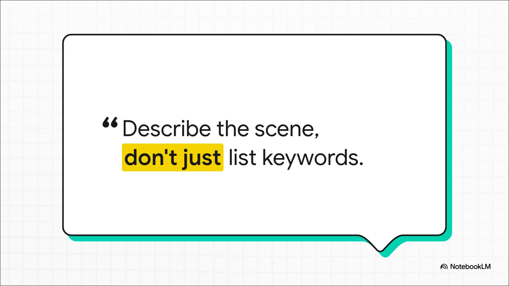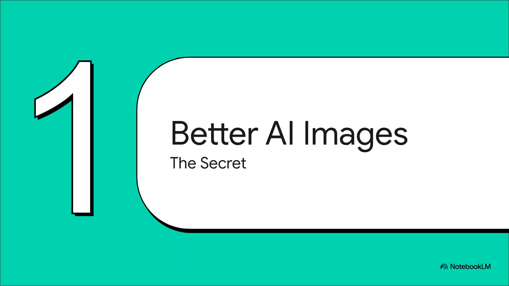Okay, if you remember one thing from this whole explainer, make it this. Describe the scene. Don't just list keywords. You've got to stop thinking about it like you're typing into a search engine. Instead, imagine you're on the phone with an incredibly talented artist and you're describing in detail the exact picture you want them to paint. A rich, descriptive sentence, or even a short paragraph, is going to beat a list of keywords pretty much every single time. So that's really the secret, isn't it? It's all about describing a scene, not just throwing keywords at the screen.